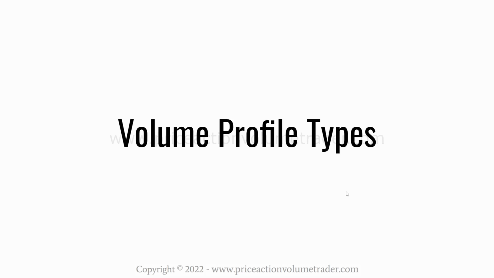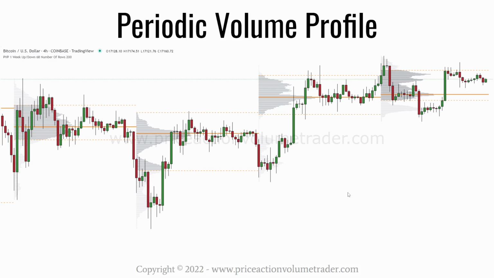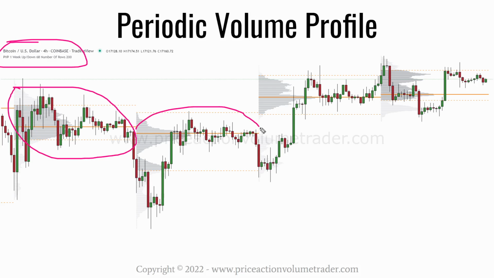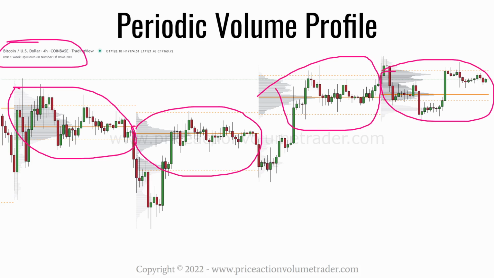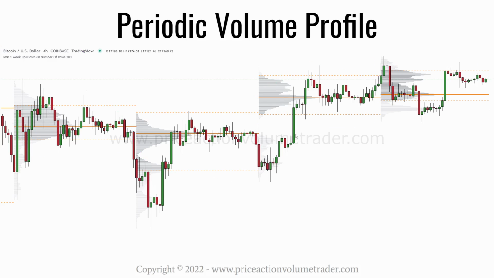Now, volume profile types. There's a few different types, but I'm only going to talk about the three main ones that I think are worth using. First one is going to be the periodic volume profile. This is a Bitcoin chart, and we have weekly volume profiles. So each one of these volume profiles is going to encompass 7 days of trading in the crypto market.